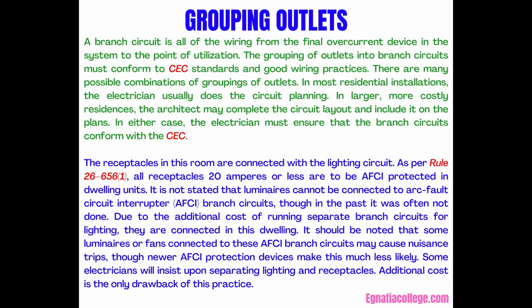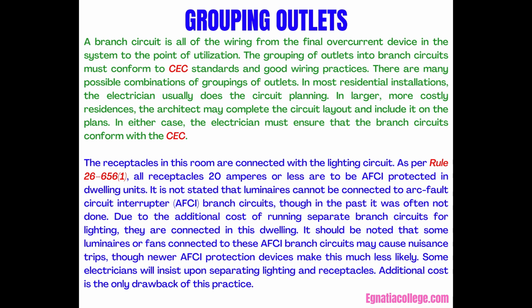Grouping outlets. A branch circuit is all of the wiring from the final overcurrent device in the system to the point of utilization. The grouping of outlets into branch circuits must conform to CEC standards and good wiring practices. There are many possible combinations of groupings of outlets. In most residential installations, the electrician usually does the circuit planning. In larger, more costly residences, the architect may complete the circuit layout and include it on the plans. In either case, the electrician must ensure that the branch circuits conform with the CEC.